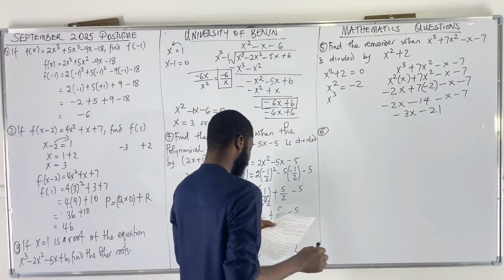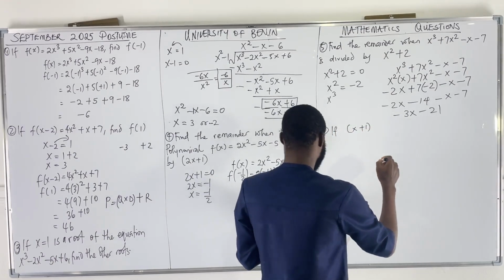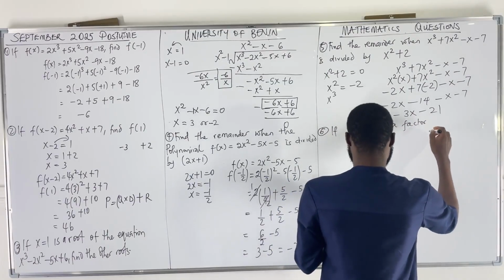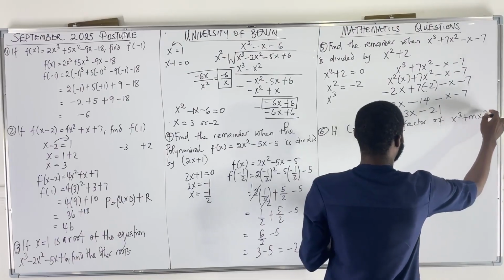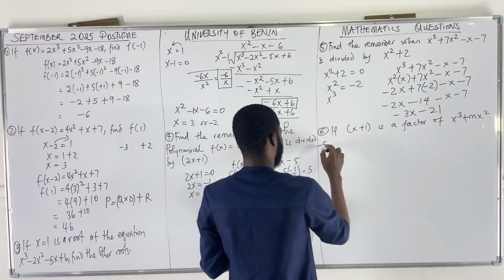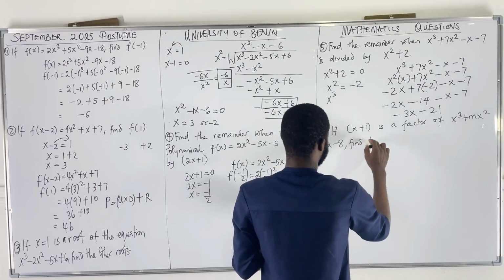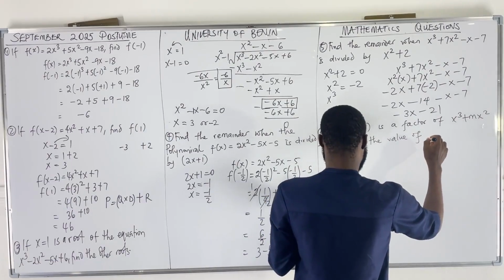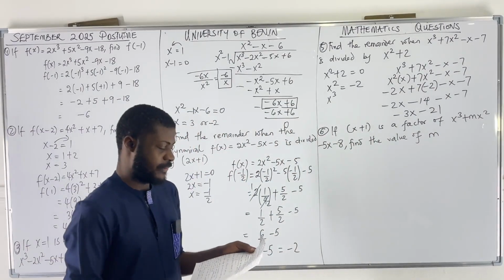Number 6. If x plus 1 is a factor of s cubed plus ms squared minus 5x minus 8, find the value of m. Now this question is much more straightforward.